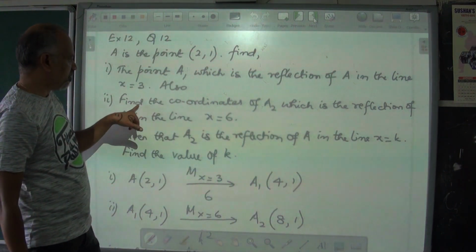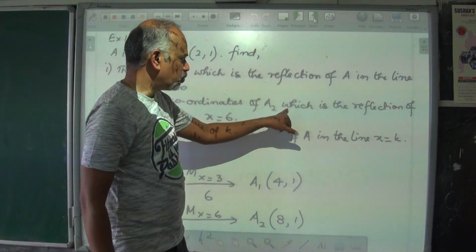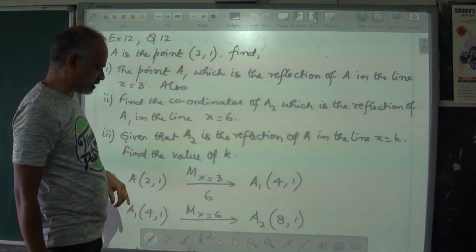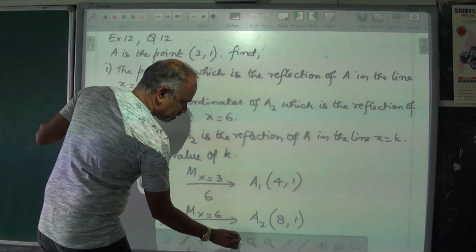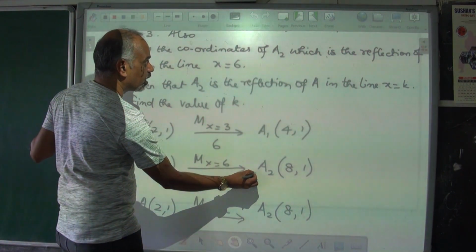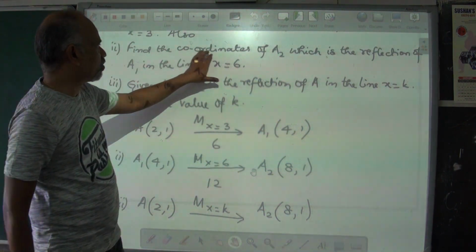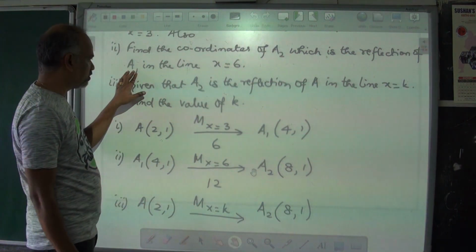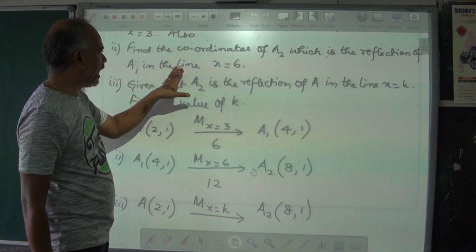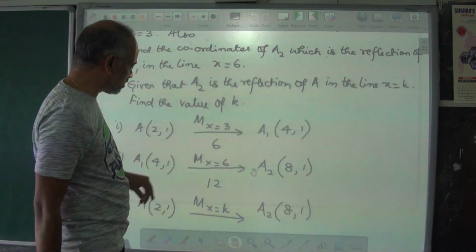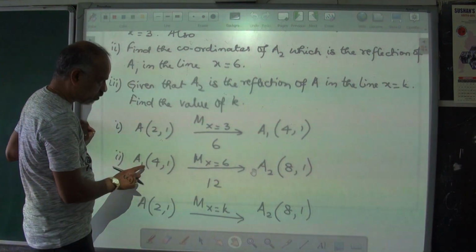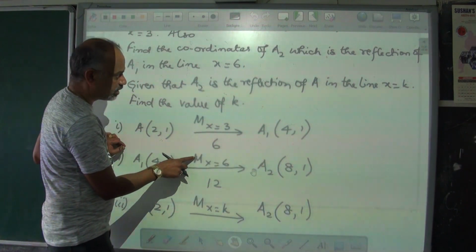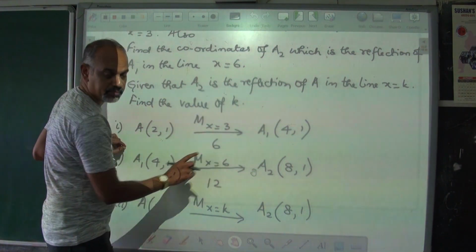Second question is, find the coordinates of A2, which is the reflection of A1 in the line x = 6. So, the second one. You're going to find the coordinates of A2, which is the reflection of A1. So, which means you're going to start with A1 and reflect it in the line x = 6. So, you start with A1. A1's coordinates are (4, 1). It is reflected in the line mirror x = 6.